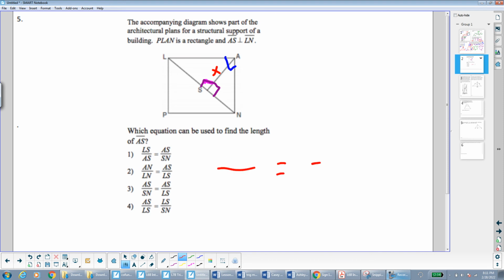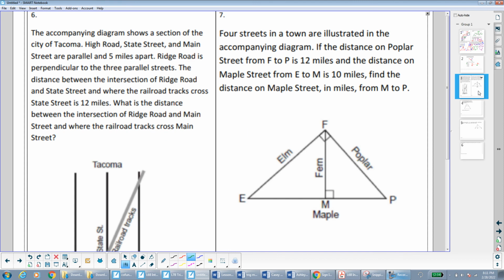Remember that the altitude rule says that the altitude, which is AS here, or X, I'll just write AS because AS is how the answer choices are listed. So the altitude AS is the mean proportional between each part of the hypotenuse. So between this part of the hypotenuse LS and between this part of the hypotenuse SN. And that's answer choice number 1. That's just using the altitude rule of the right triangle altitude theorem. Okay.